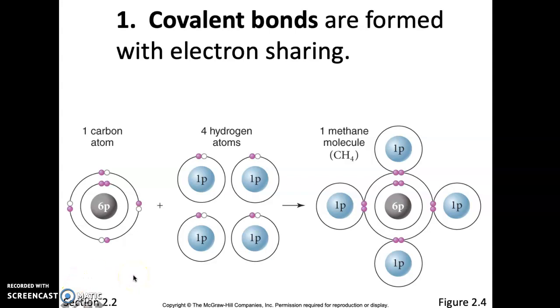Hi everyone. Let's look at covalent bonds now. So I'm telling you here that covalent bonds are formed with electrons that are shared.